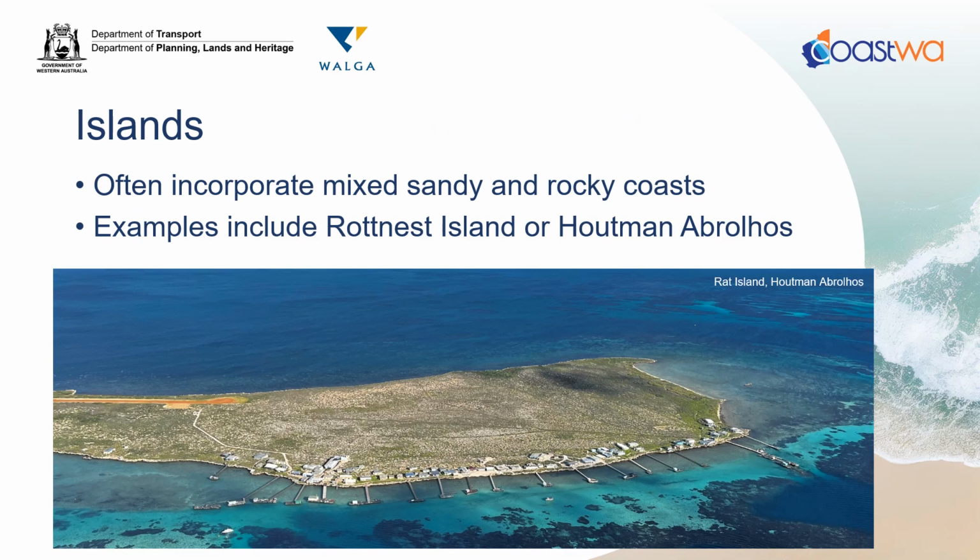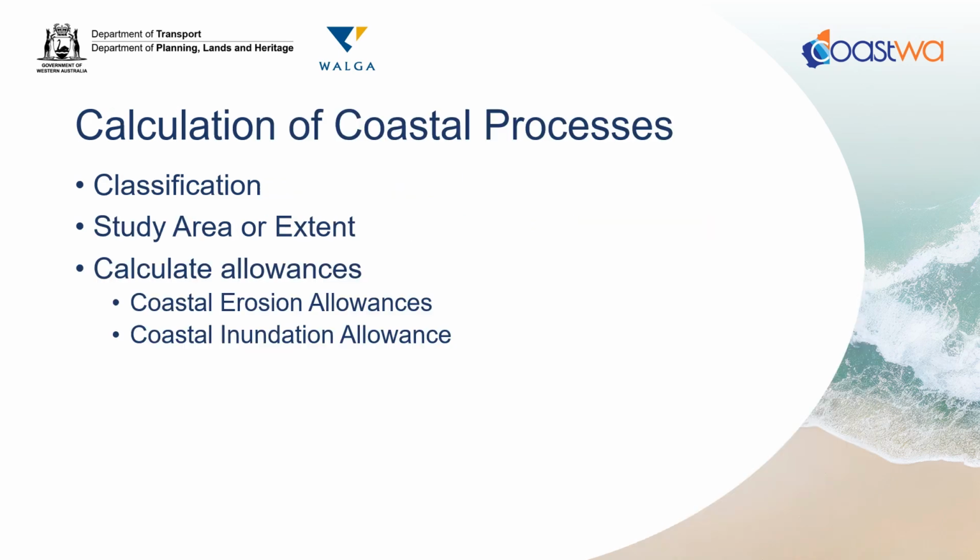And the last classification type we'll discuss are islands. Islands can often incorporate mixed sandy and rocky coasts. We think of examples such as Rottnest Island or the Houtman Abrolhos, where we've got some rocky sections, but also some sandy beaches among them.